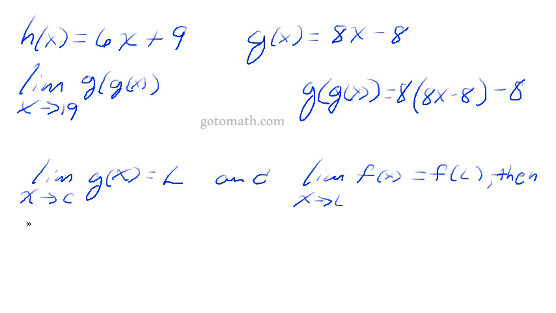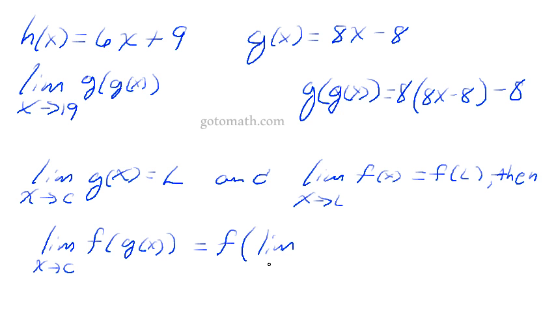Well, if this is true, we assume that's always to be true, then we could say that the limit as x approaches c of f of g of x is equal to f, and this is really kind of composed of the limit as x approaches c of g of x, is equal to f of L. Now, this may seem confusing here because up here in our problem, we got this function composed of itself, and you're like going, well, where's f at, right? So don't let that confuse you.